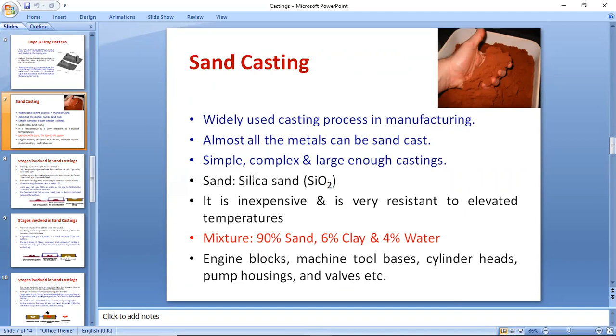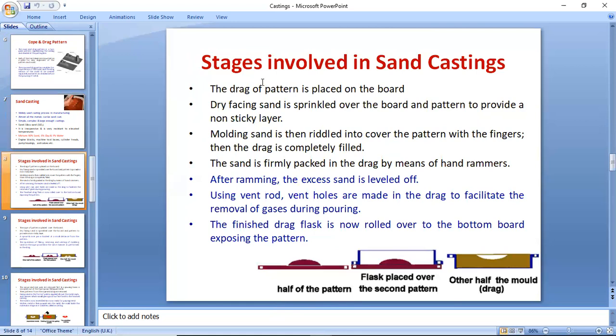Generally, we use a sand which we call silica sand, that is SiO2. It is inexpensive and very resistant to elevated temperatures. The mixture contains 90% sand, 6% clay, and 4% water. Generally, we manufacture engine blocks, machine tool bases, cylinder heads, pump housings, valves, etc.